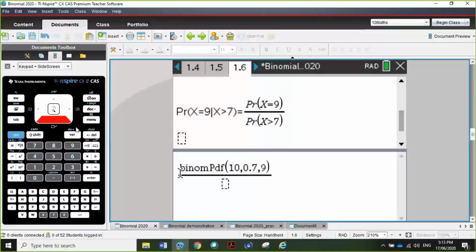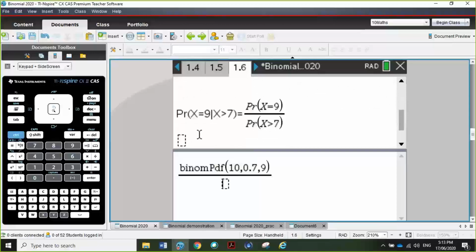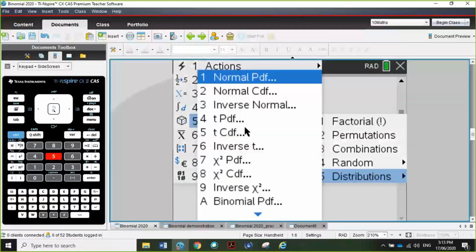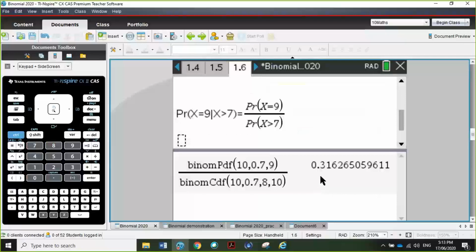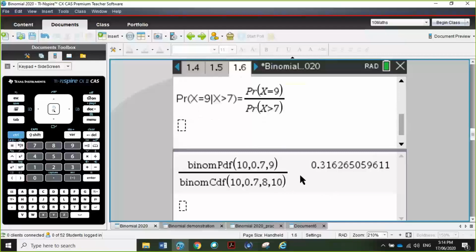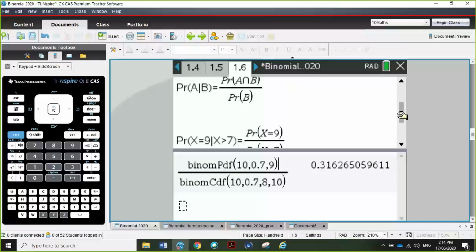Over. And then in our denominator, we need the probability that she scores more than 7 goals. Now, we actually have that value in our previous answer. So if you were doing this in a test or on an exam, you would use your unrounded answer. Okay, I'm actually just going to rework that value out. So number of trials, probability of success, and it was more than 7. There we go. Now, what this has done is actually worked out that calculation for us in one step. You could do them in separate steps and then do the division using your CAS, but I've just done it in one step there. So 0.3163 if we're rounding to 4 decimal places.